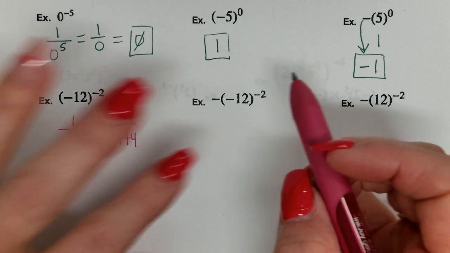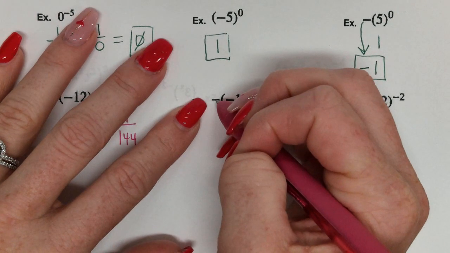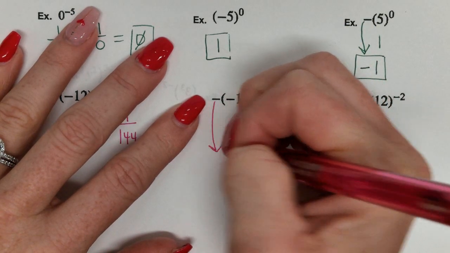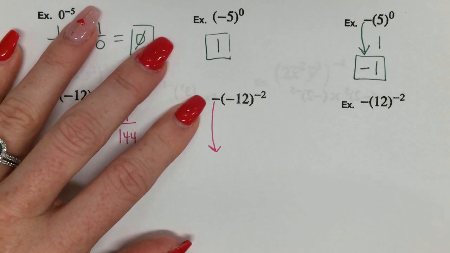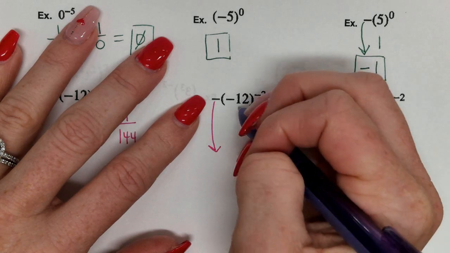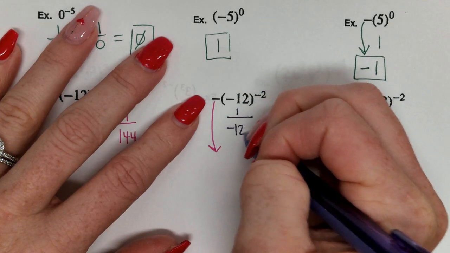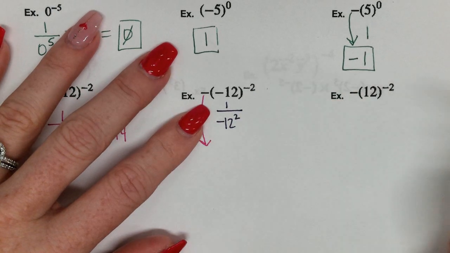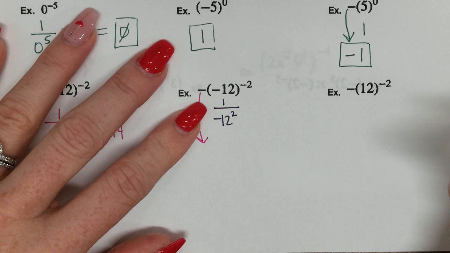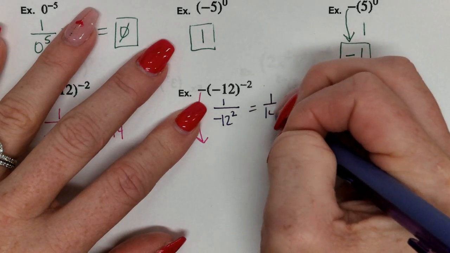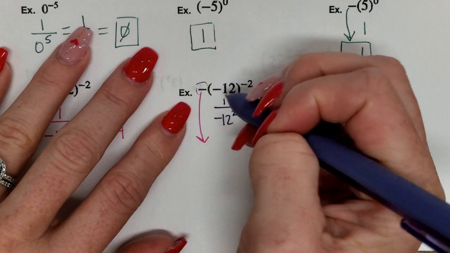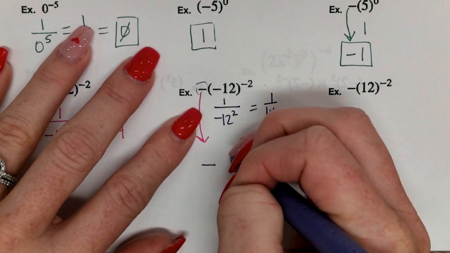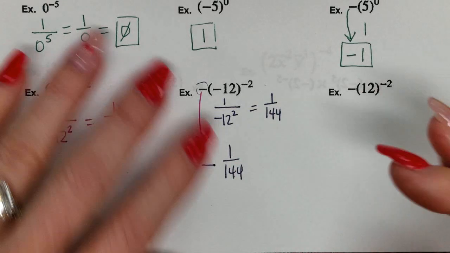Okay, let's deal with this one. When do I deal with this negative sign right here? I put it in my answer. So I just bring it down and deal with it later. So I'm going to deal with this first. This is going to be 1 over negative 12 squared. And we've already decided, we already did this problem. It's just 1 over 144. But this says I have to take my answer and make it negative. So my answer would be negative 1 over 144.